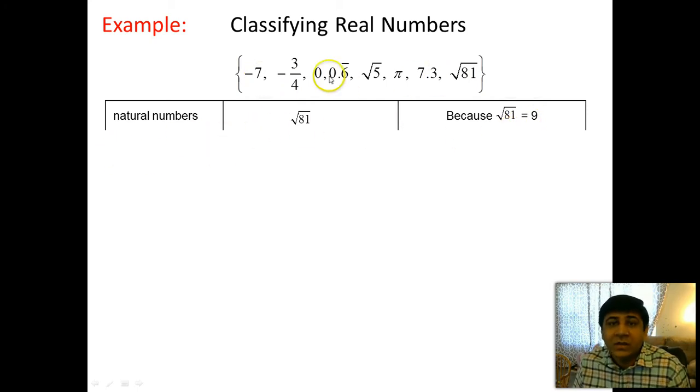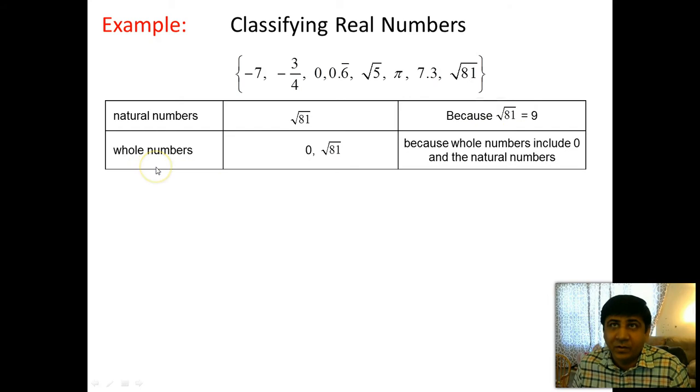If you look at the other ones, there is something wrong with each one of them. -7 is a negative number, so it cannot be a counting number. This one is a fraction, so it cannot be. 0 is not included in natural or counting numbers. This one means 6 repeats itself, so it's rational, not natural. This one is irrational, and this one is a decimal, so everything is wrong with each one of them. The only qualifying natural number here is the square root of 81, which is basically 9.